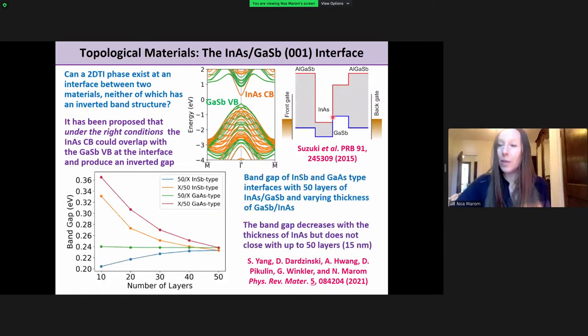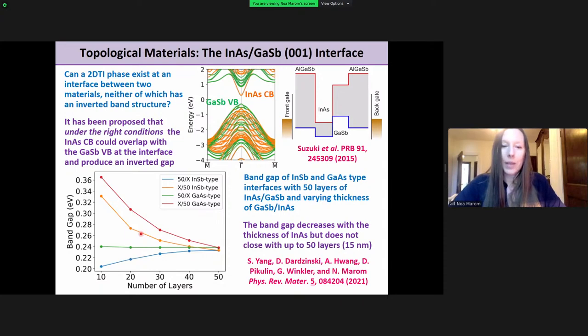So we started by trying to find a critical thickness where this band crossing and inversion might be achieved. And you see here, this interface, first of all, has two types of terminations, where the indium can be in contact with the antimony, or the gallium can be in contact with the arsenic. And it makes a difference which interface type you have. And so here you can see what happens if we add layers of either material.